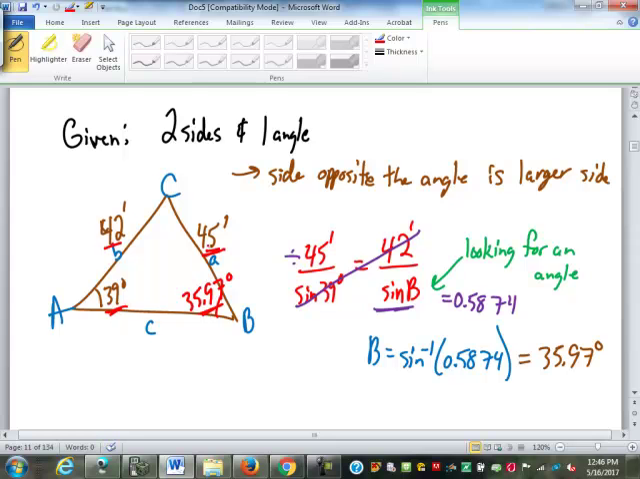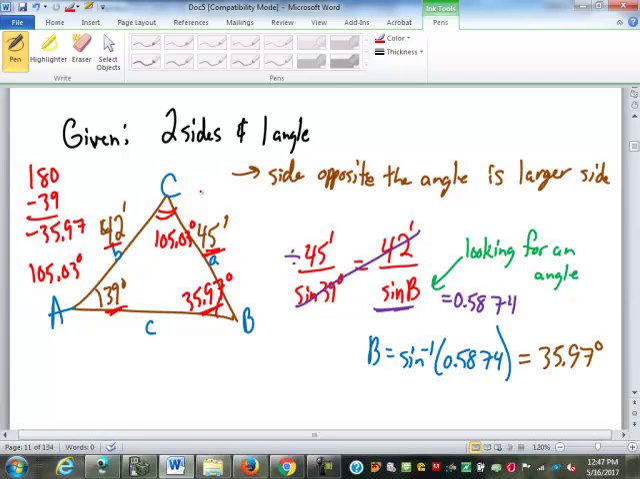Now to find this angle up here, I just have to subtract. 180 minus 39 is 141, minus 35.97 is 105.03 degrees. Correct?